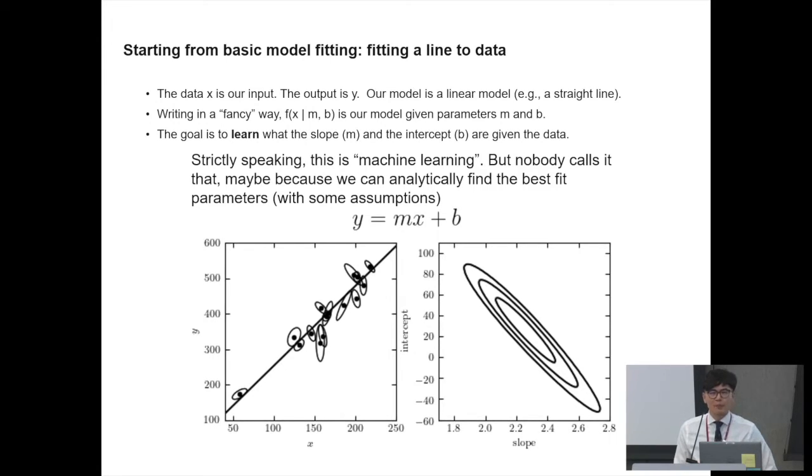With the interest of time, I won't ask the audience who would call this machine learning, but I personally would not call this machine learning. Perhaps one can find these parameters relatively easily in a traditional sense. The plot on the right-hand side is just contours of the best fit parameters in 1 sigma, 2 sigma, some confidence intervals.